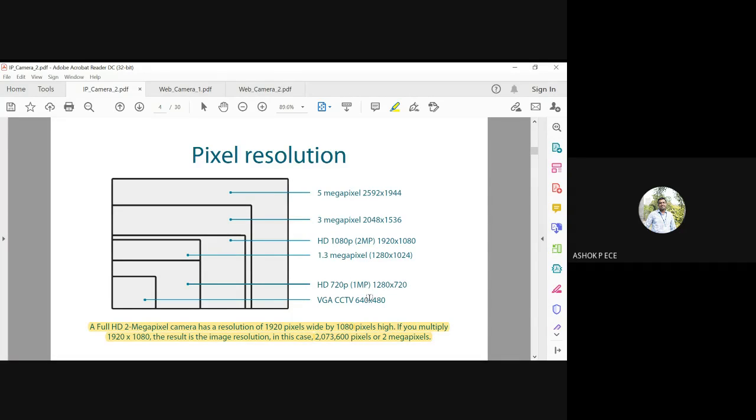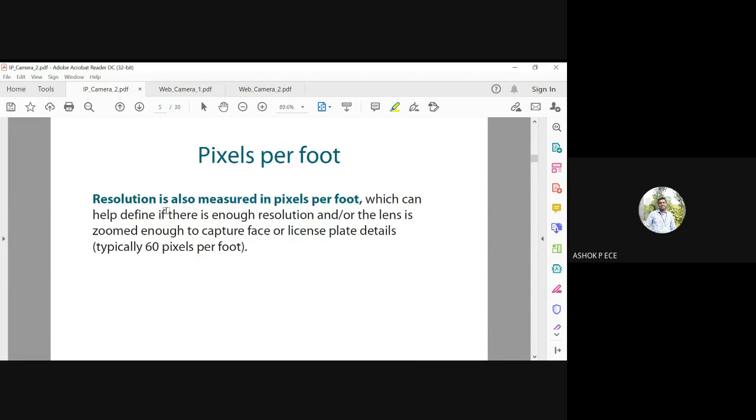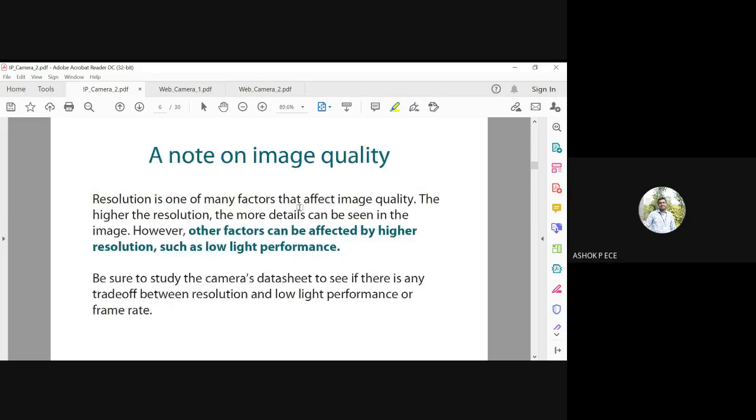So all these resolutions we have shown have their own applications, either in TV transmission or in the camera for security purposes. Resolution is measured in pixels per foot. So it defines if there is enough resolution, you can clearly measure the resolution in pixels per foot. Resolution is going to affect the image quality.